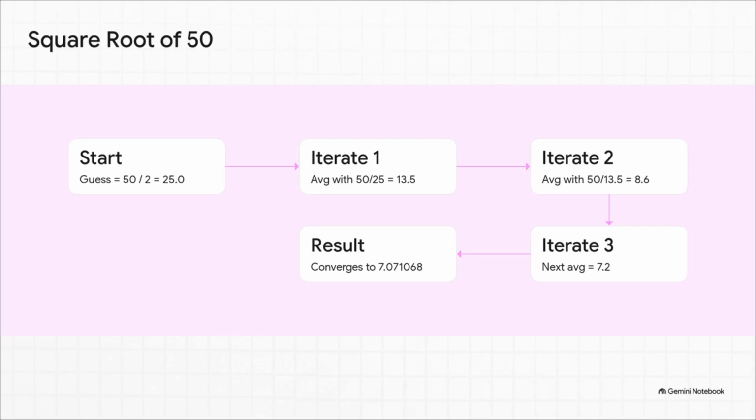Then, we average our guess with 50 divided by that guess. So the average of 25 and 50 over 25 is 13.5. We repeat this. The average of 13.5 and 50 over 13.5 brings us to roughly 8.601852. Another pass gets us to 7.207085. By step 5, it converges beautifully to about 7.071068. In C, this simply translates to a fixed for loop that continuously updates our guess variable.